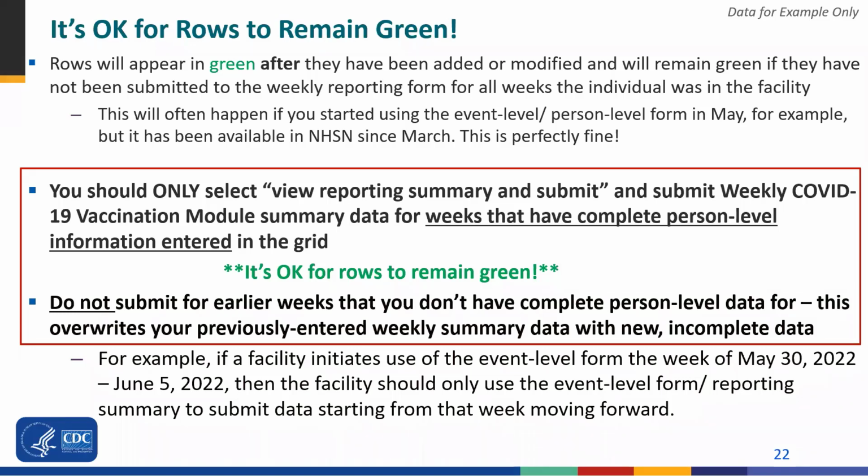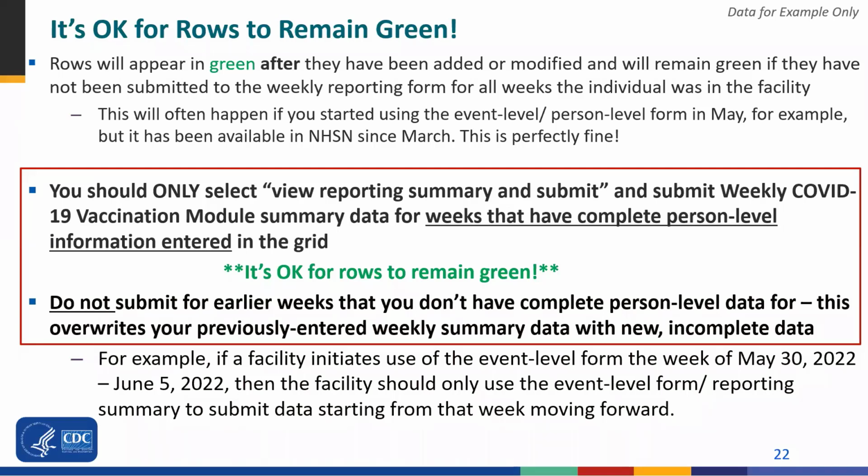All you have to make sure is that you're submitting with the reporting summary for the appropriate weeks that you have complete person level information for. So do not submit for earlier weeks that you don't have complete person level data for, because this overwrites your previously entered weekly summary data with new incomplete data.